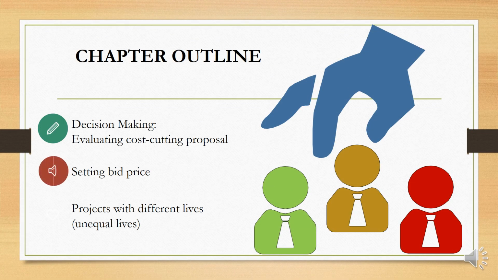For the chapter outline, which represents the topics that we'll cover in this chapter, at first, you will learn a decision-making process under evaluating cost-cutting proposal. The second one is setting bid price, and the last one is under projects with different life, which is under unequal life. Basically, this chapter covers more on calculations: how to calculate the bid price and also how to calculate the cost under unequal life project.